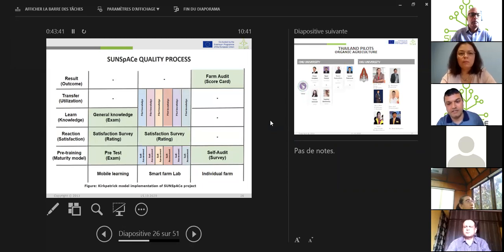Yeah, and in this figure here, we are trying to show how we have implemented the Kirkpatrick model in our SpACe project, how we are evaluating the farmers. So we are implementing a satisfaction survey, and we are implementing it for each of our smart labs in the partner countries.